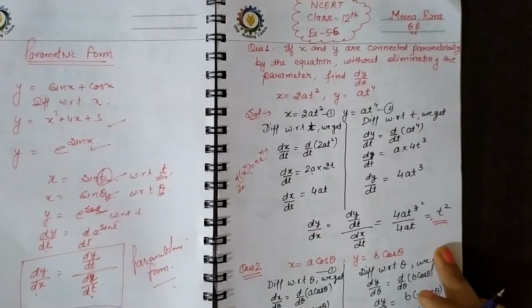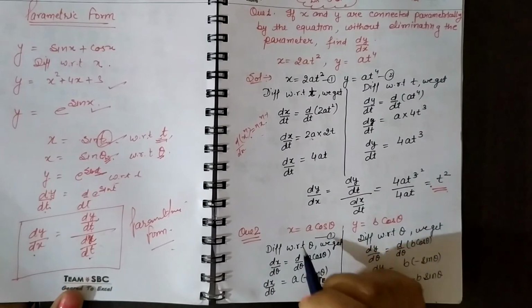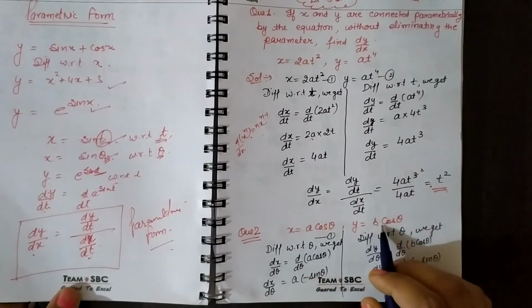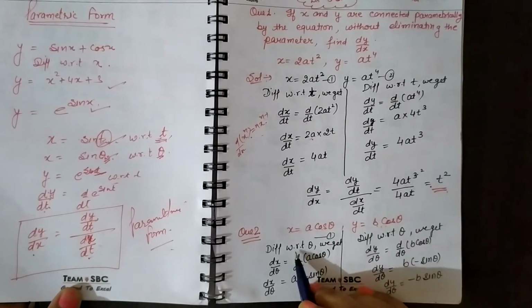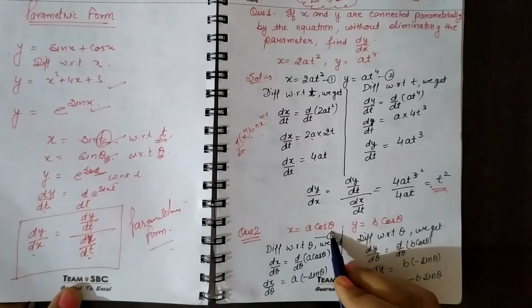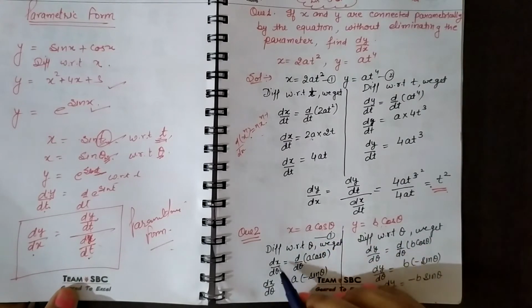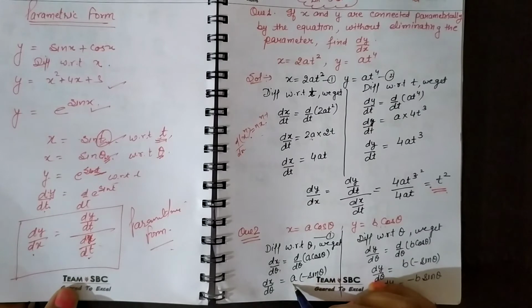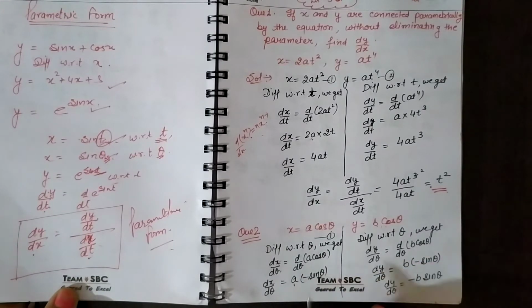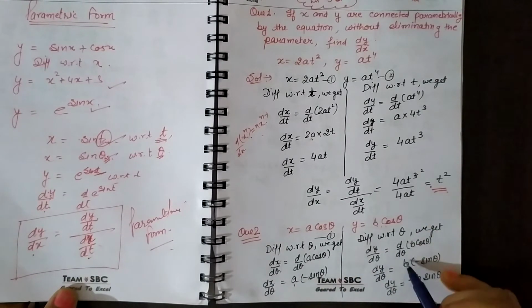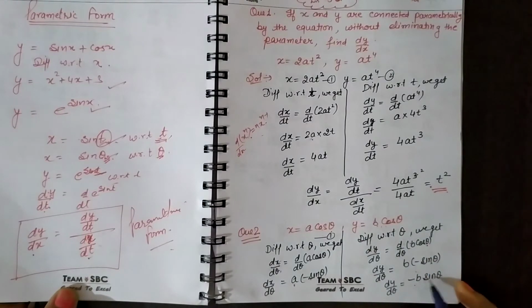So let us start the second question. Second is x is equal to a cos theta and y is equal to b cos theta. In the same way differentiate, the parameter is theta, so with respect to theta. So dx by d theta, a is the constant taken outside, derivative of cos theta is minus sin theta. In the same way, b is the constant, derivative of cos theta is minus sin theta. So it becomes minus b sin theta and minus a sin theta.